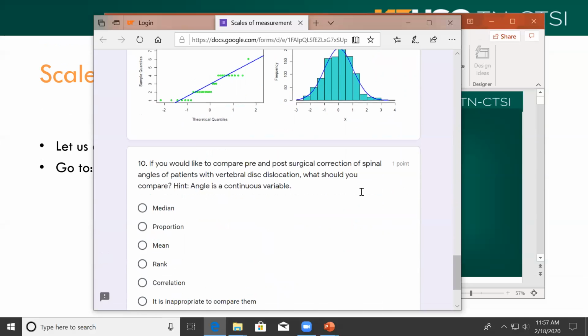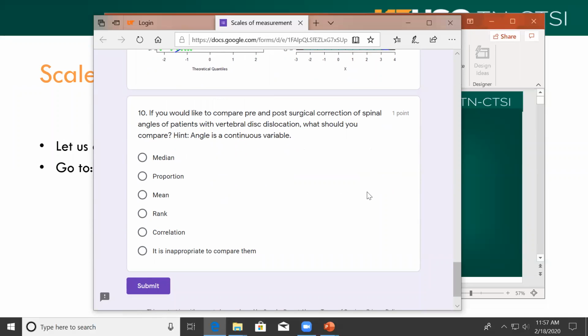If you would like to compare pre and post surgical correction of slant angles of patients with vertical dislocation, if it is a continuous variable, you will compare the mean.